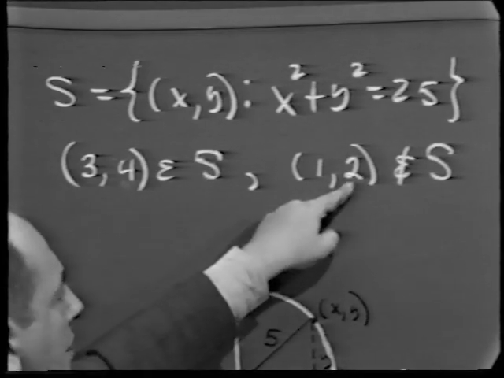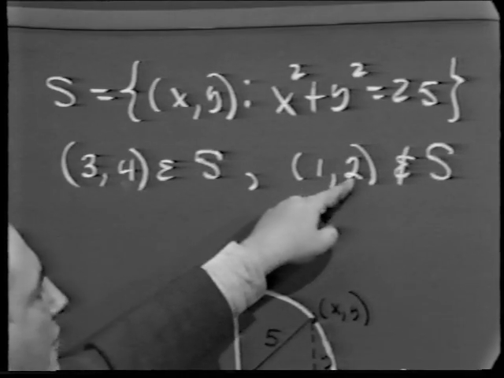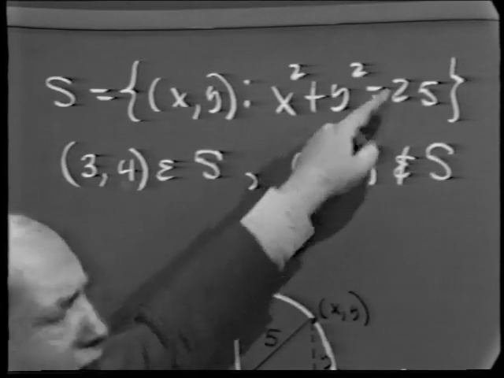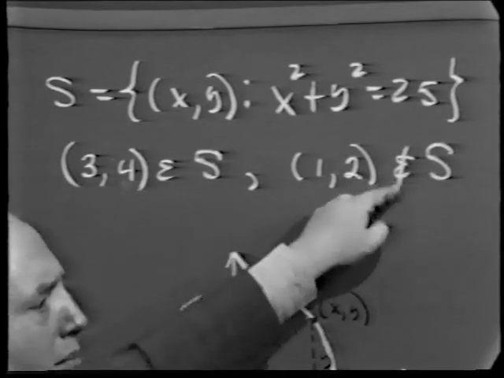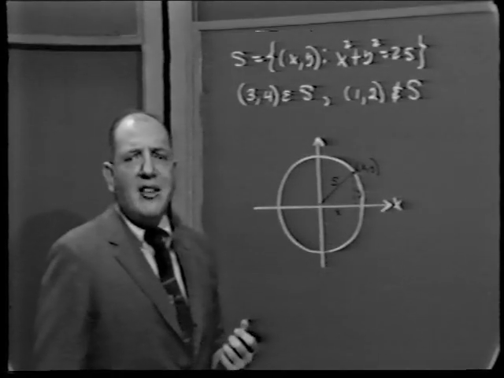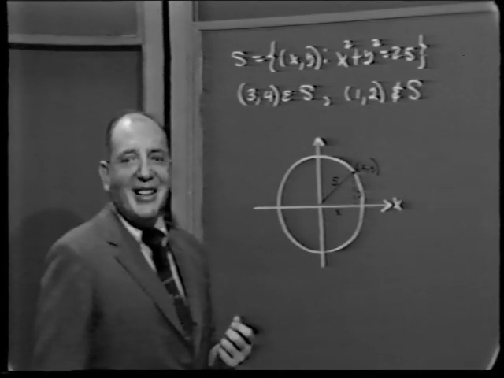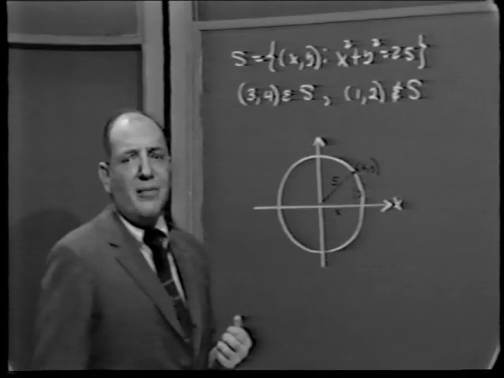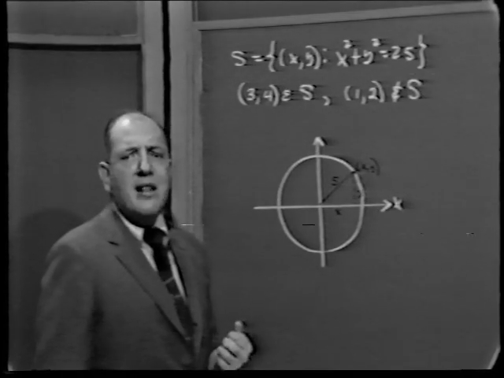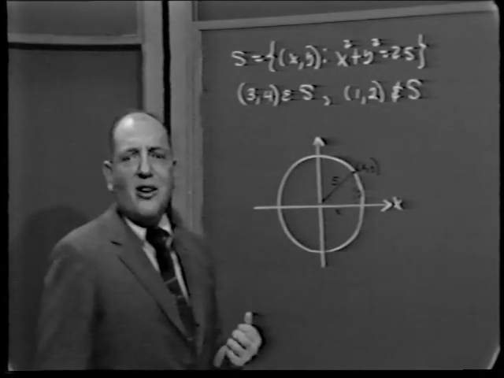How about 1 comma 2? Well, 1 squared plus 2 squared is 1 plus 4, which is 5. 5 is not equal to 25, so 1 comma 2 does not belong to S. Well, did we need any geometry to be able to visualize this result? Hopefully, one did not need any geometry to visualize this result. On the other hand, then, what does it mean in analytic geometry when we say that x squared plus y squared equals 25 is a circle?